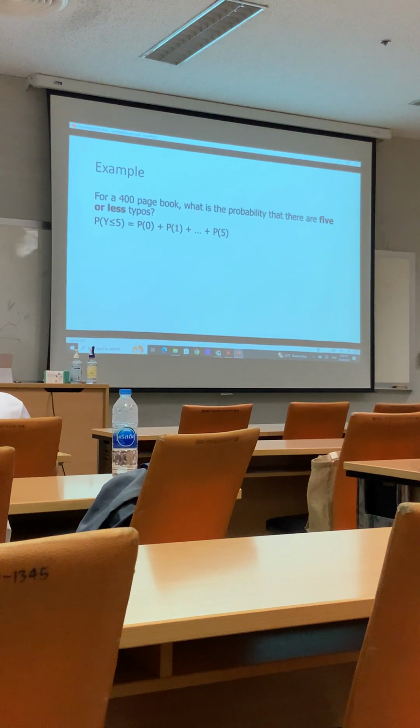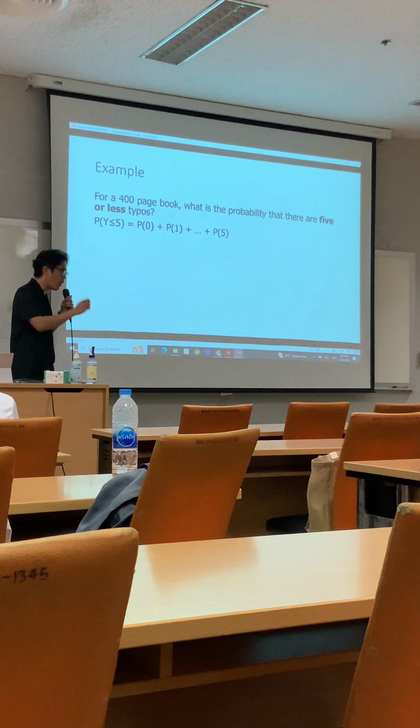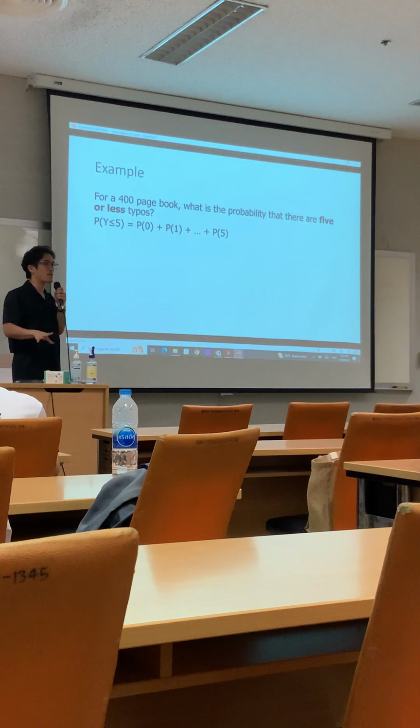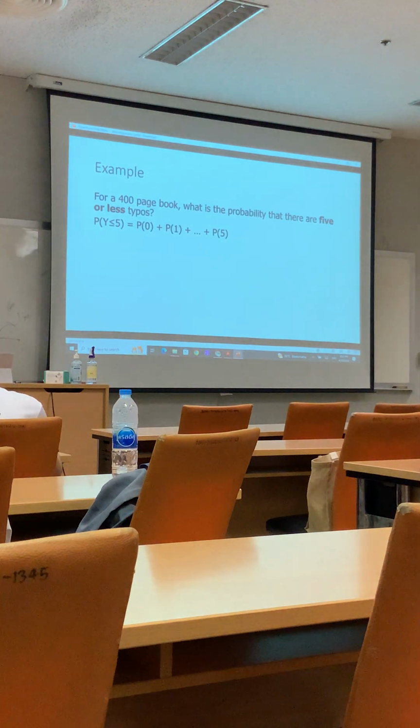Do you know what people usually forget when they see this? Y less than or equal to 5, they start with 1: 1, 2, 3, 4, 5. They forget 0. You have to always remember that y starts from 0, which means no accident, no mistake, nothing. Same with binomial.